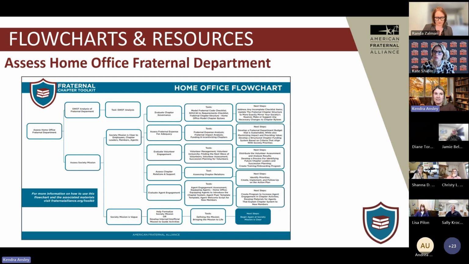So we really designed this in two parts. And now what I'll say is those parts are not entirely distinct. There's definitely a lot of overlap, as is the nature of fraternalism. But on the home office side, we're really saying you and your fraternal department are going to go through these steps and assess where you think you are today, and then evaluate how you want to move forward. What are your priorities, and what do you as a society need to look at first?